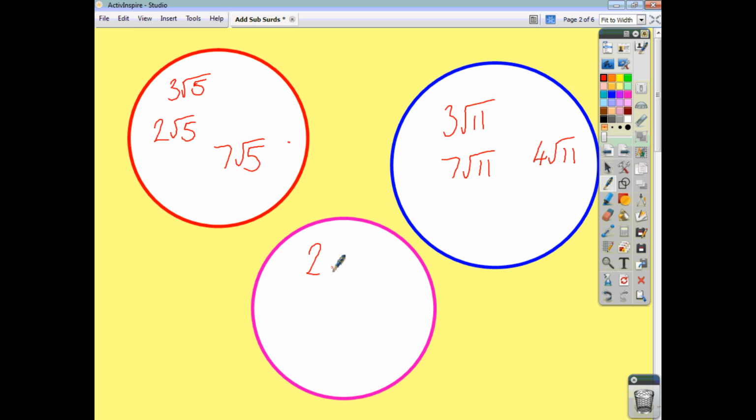And the same goes for the root 3 family. You've got 2 root 3, root 3 itself, 12 root 3, and so on. They belong to the same family. So the square root part of the surd is its surname. Okay, so bear that in mind when it comes to adding or subtracting surds.